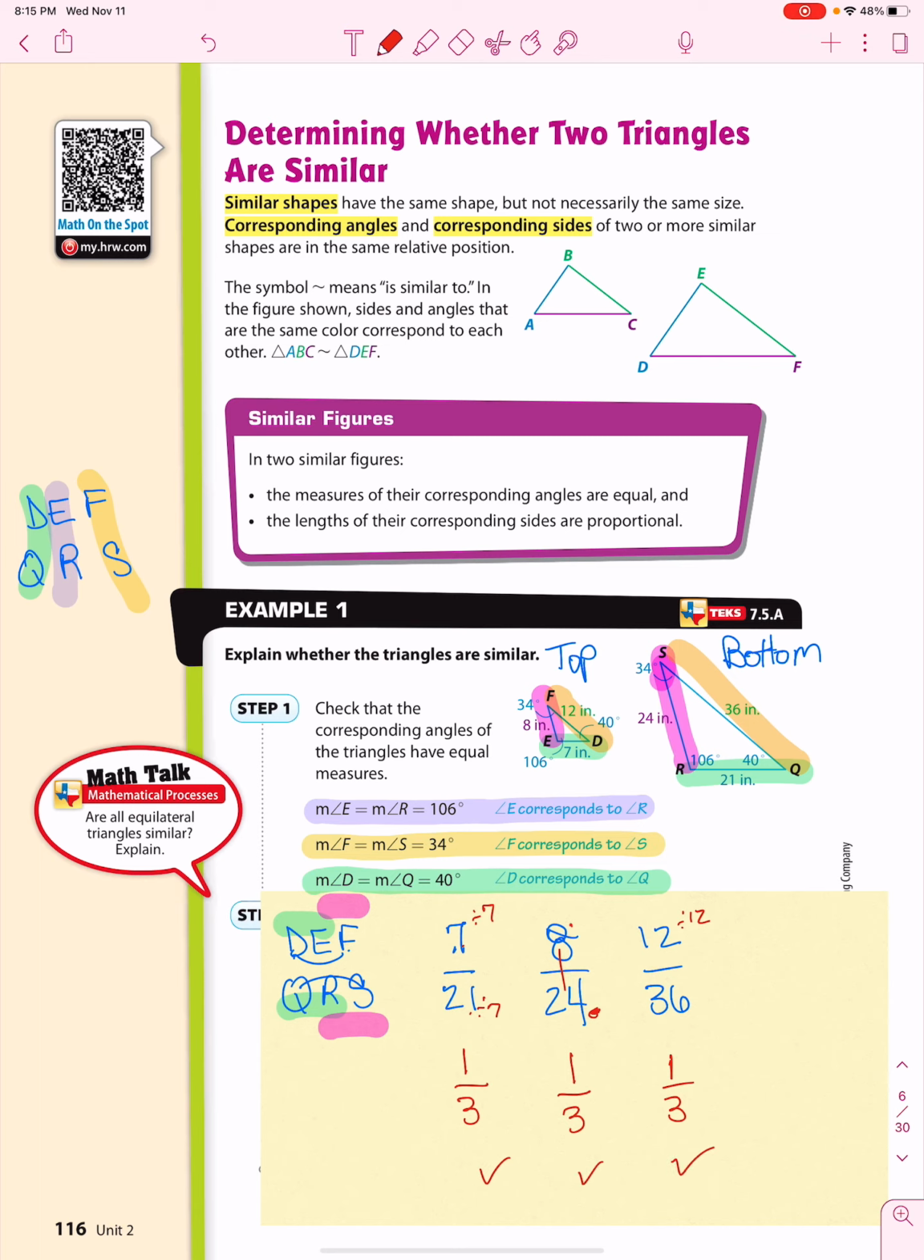Because all 3 fractions simplified to the same ratio, then yes, this is how you prove these two figures are similar.